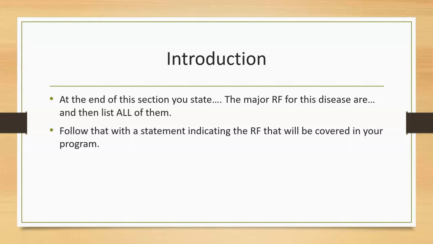At the end of the section, you're going to state the risk factors for this disease are, and you'll list all the risk factors that you have. And then you're going to follow it with a statement that says the risk factors that are covered in this program are. And you're going to identify the 5 risk factors that you're going to address in your program.